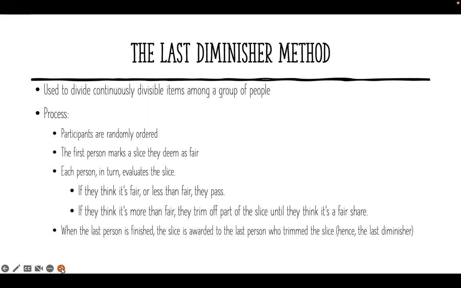When the last person is finished, they go through the entire line, the slice is awarded to the last person who trimmed the slice. Hence, the last diminisher, right? So the last person to slice it is the receiver of that. Because if you're cutting it up, and all of a sudden you make it less than fair, you have to take that, right? If no one trims the slice after the first person, then the first person gets it because they would be the last diminisher. So if you have a candy bar and you're slicing into fourths and the first person makes this mark of this is where I think it's a fourth, and everybody's like, yeah, that's good. Great. Then that's the slice, first person gets it, and then we would do that again.